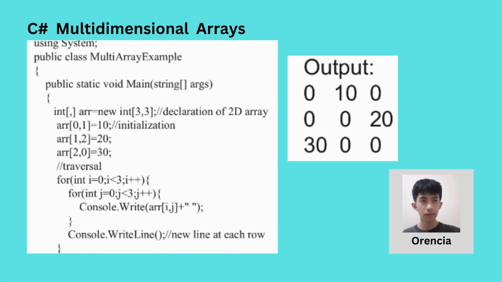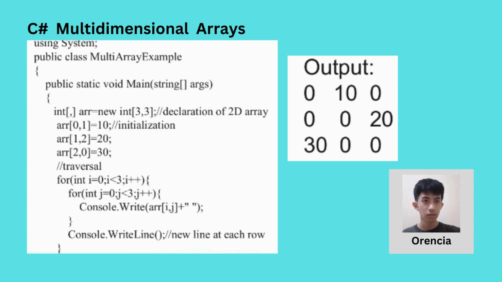The code provided in this slide is a C# program that demonstrates the usage of a two-dimensional array. The program does the following. 1. Declares and creates a two-dimensional array of integers called r with 3 rows and 3 columns. The array is created using the new operator and the dimensions are specified inside the square brackets. 2. Initializes some of the elements in the array with values using the array indexing syntax.